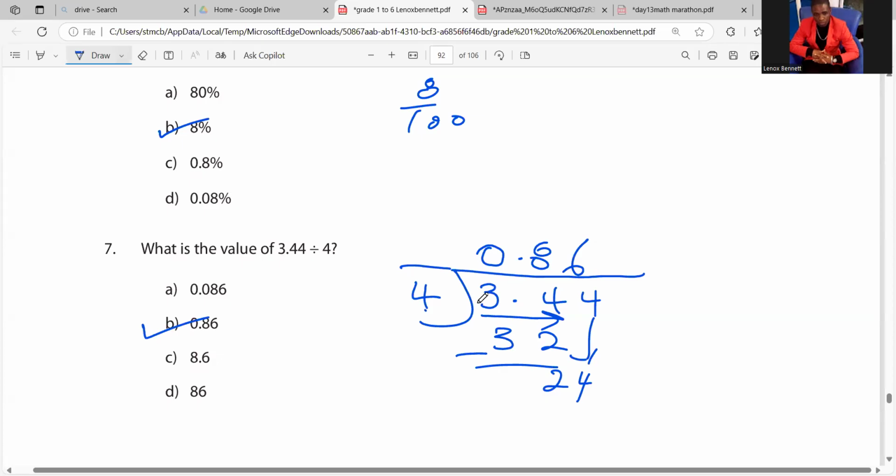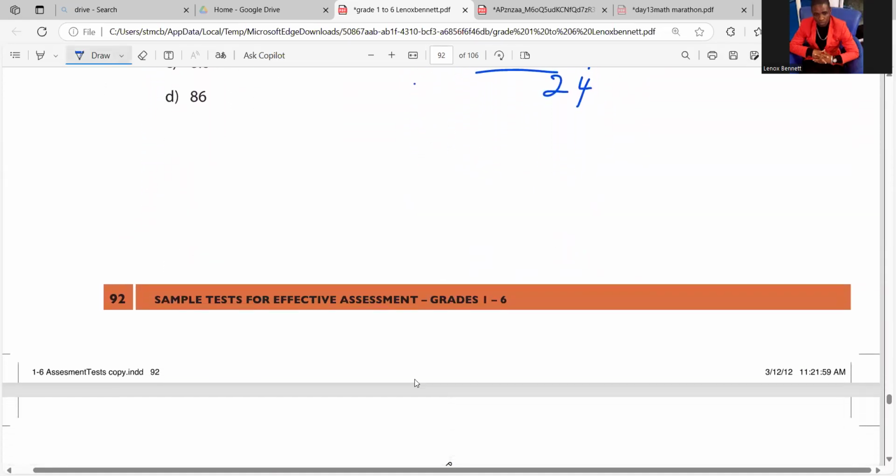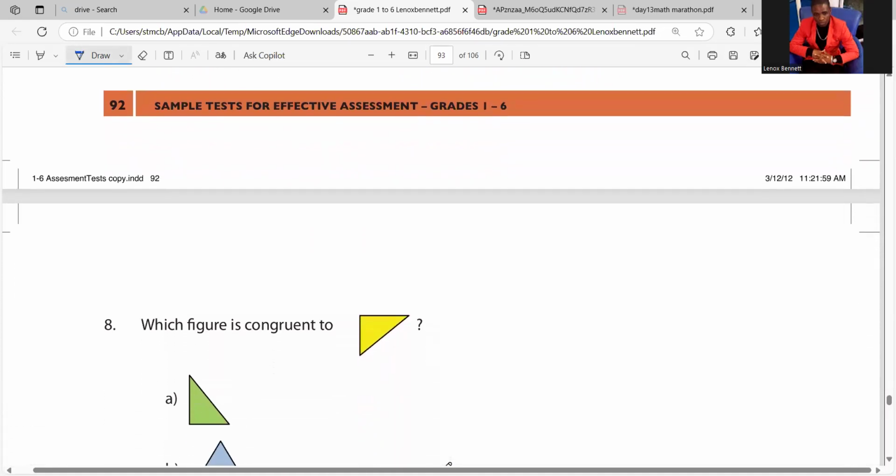I see a few persons put 8.6. Guys, really? Remember, you have 3 divided by 4. Come on, guys, come on. I thought these were the simple ones. Focus, focus. This will be the last one.